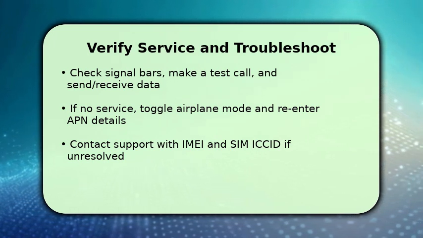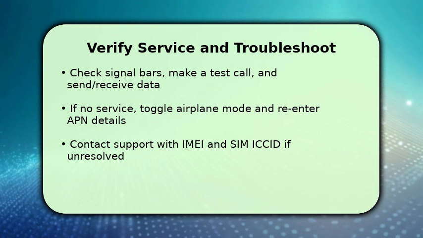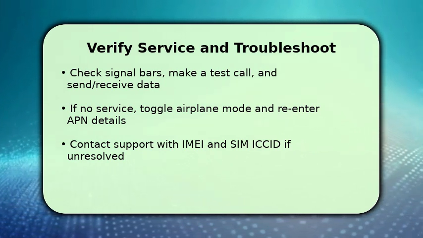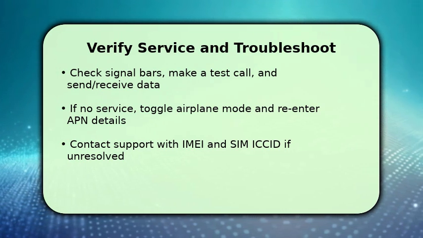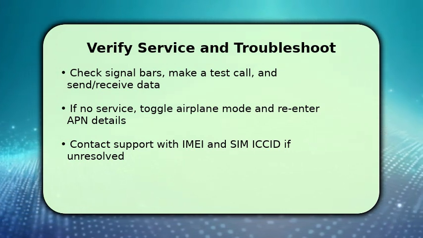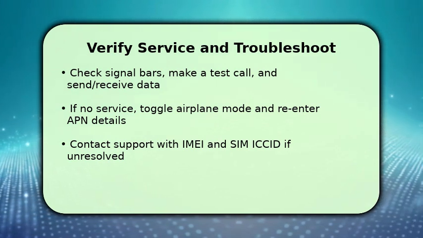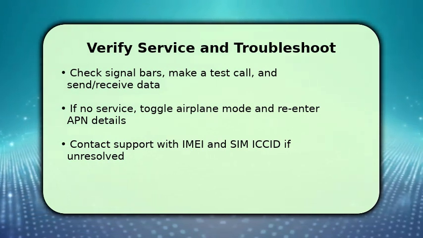Next, recheck APN spelling and ensure mobile data is permitted for the SIM profile. If problems persist, note your phone's IMEI and the SIM ICSID, then contact Simba support. Providing these identifiers speeds troubleshooting and helps them reset provisioning on their end.